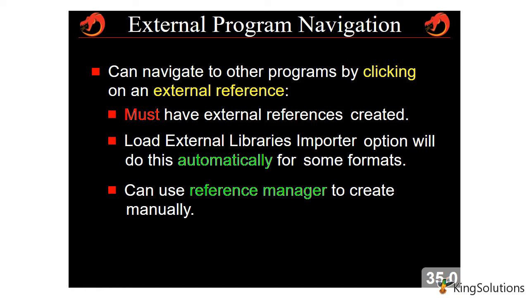To create external references automatically, choose Load External Libraries in the File Import File Options dialog. You can also use the Reference Manager to create a reference manually. To create external references manually, right-click on the place you want to create the reference in the listing. Next, select References Add or Edit, then click on the green plus button. Finally, click the External button. All references from one external library will be created if you do this for one of them.